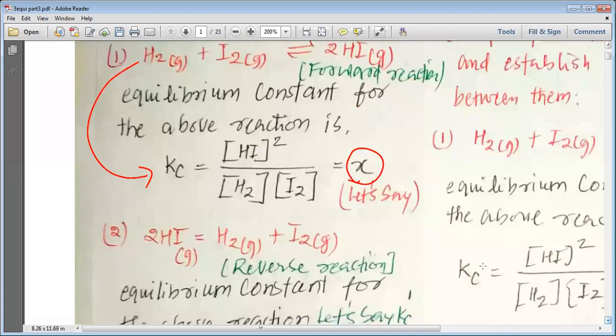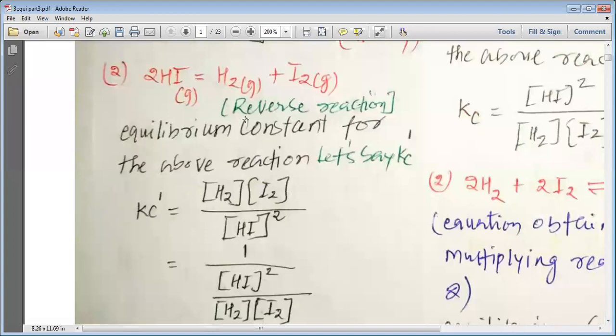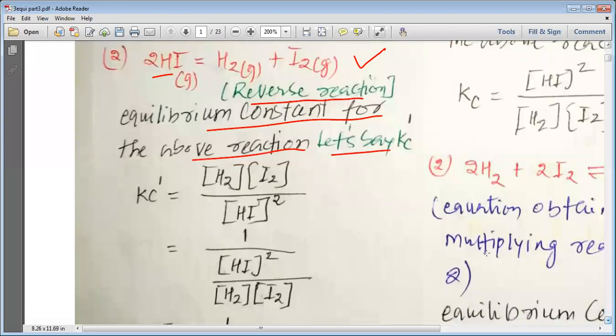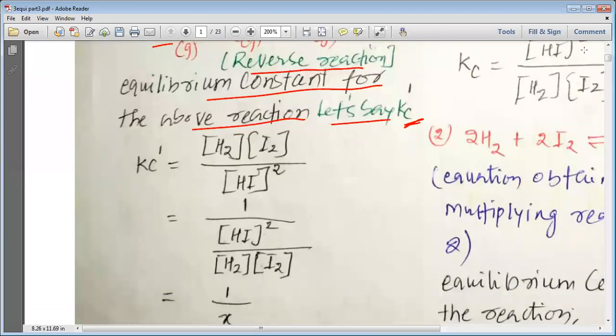Now we shall write the reverse reaction. So we have written the reverse reaction. What is the reverse reaction? Twice HI is equal to H2 gas plus I2 gas. Now let us write the equilibrium constant for the reverse reaction, which is Kc dash.